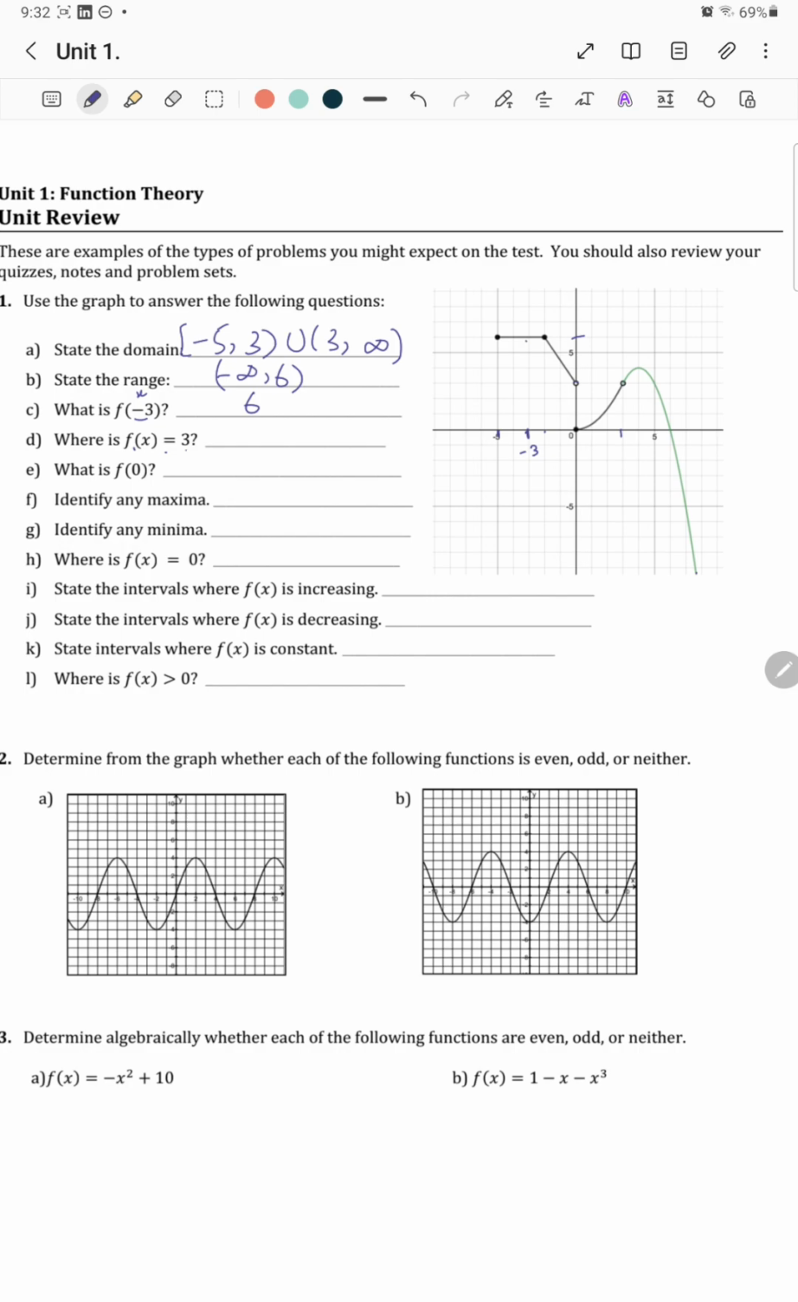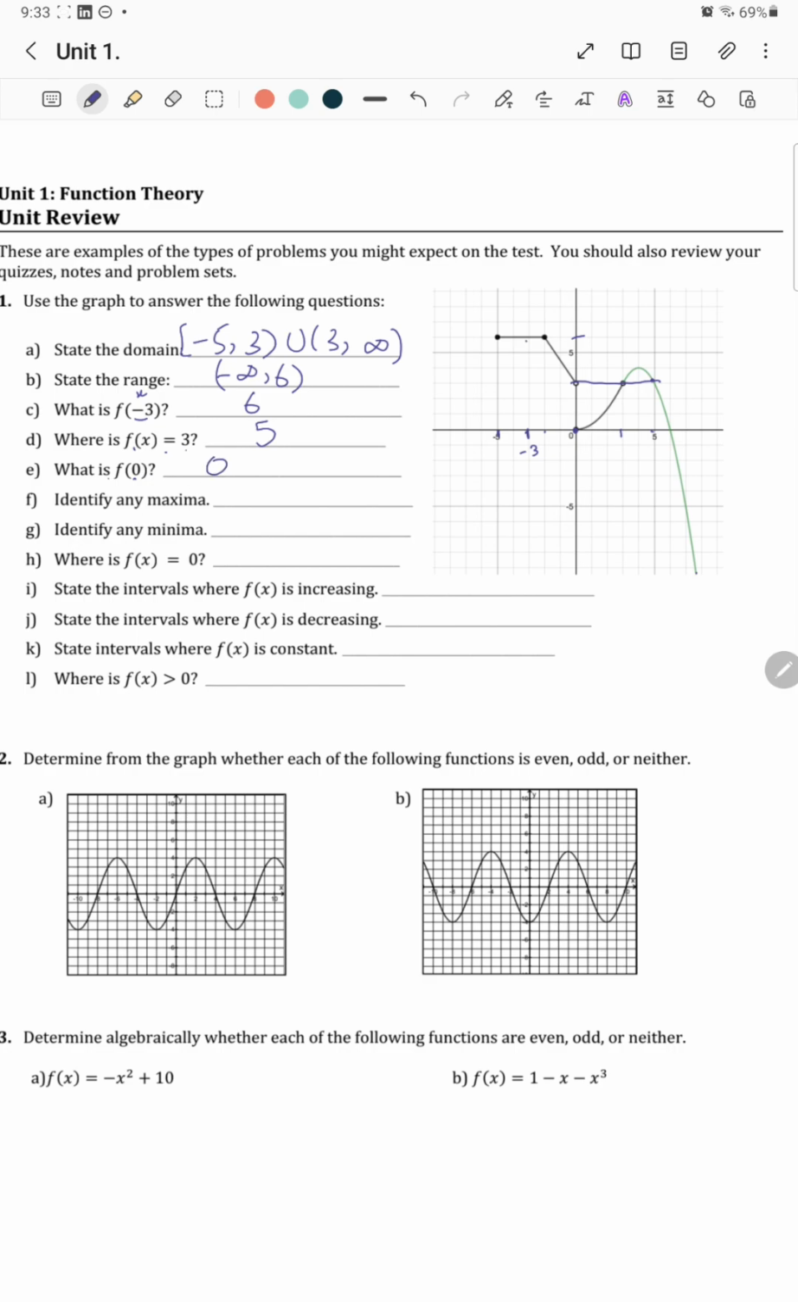F of x is equal to 3 means look at 3 in the y-axis. These 2 points are not included, so this point is included, which is giving the answer 5. F of 0 means look at 0 on the x-axis, y is also 0.